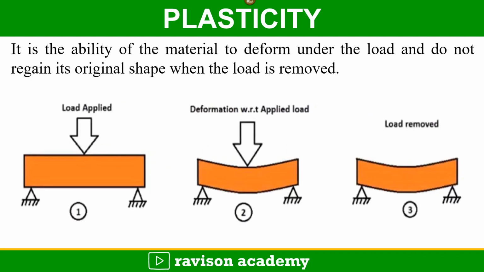So coming to plasticity, what happens? The same thing, if you apply the load, the body changes its form, right, and when you release the load, it doesn't come back to the original position. Some form of strain is present here so that the body does not regain its original shape. This ability of a material to deform under the load and not regain its original shape when the load is removed is called plasticity. The best example is making clay pots, right, where they apply pressure to get the required form.